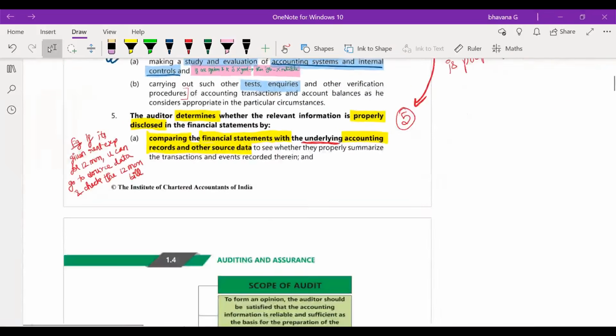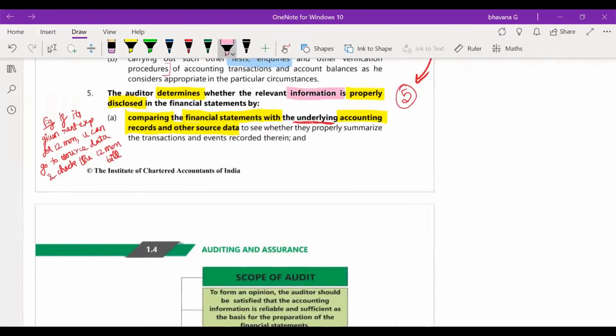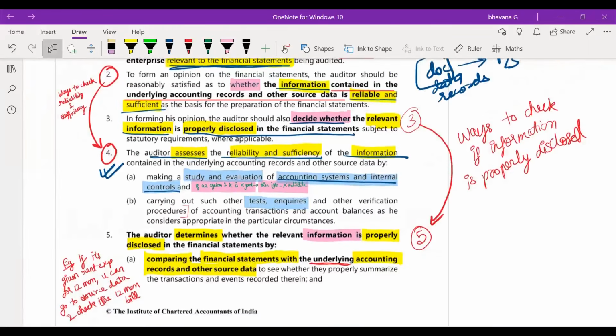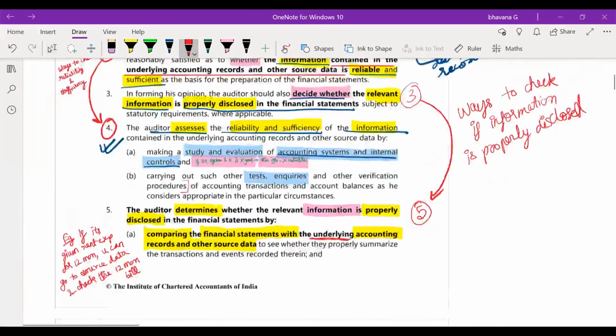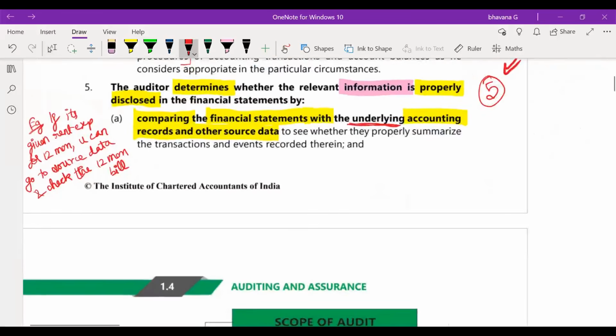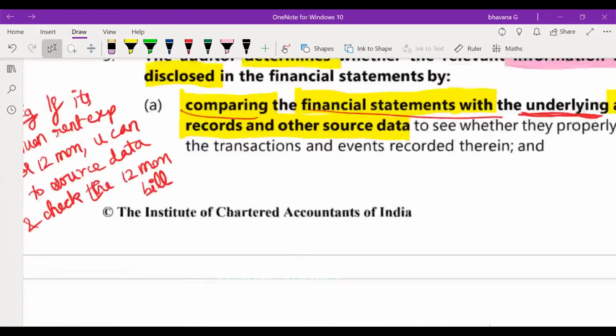Okay. Fifth point, they tell you that the auditor determines whether the information is properly disclosed. In the third point, I told you that the auditor has to see whether the relevant information is properly disclosed. So how will you determine whether the information is properly disclosed or not? First, you have to compare the financial statements with the underlying accounting records and other source data. So the financial statements you have prepared and the documents using which you have prepared them, these both you have to compare and see.